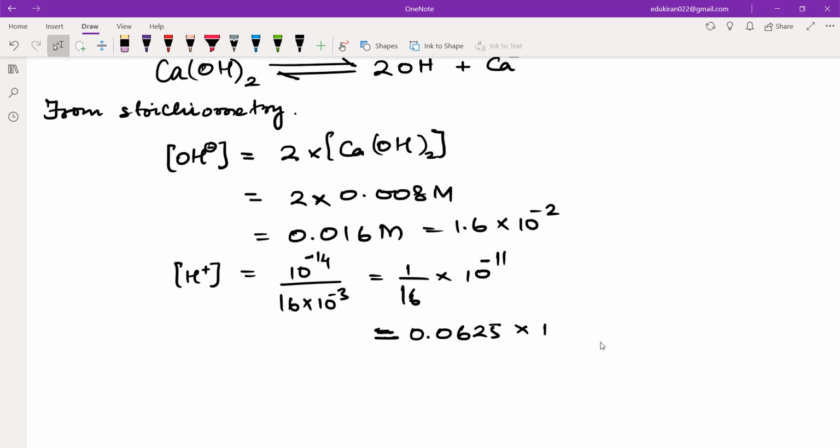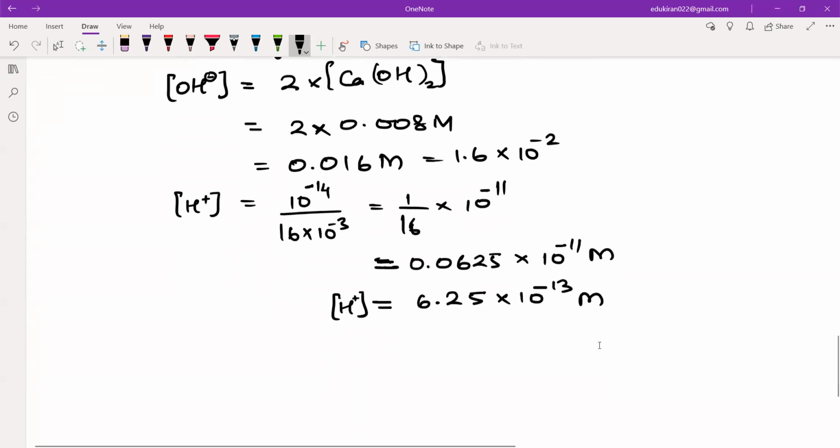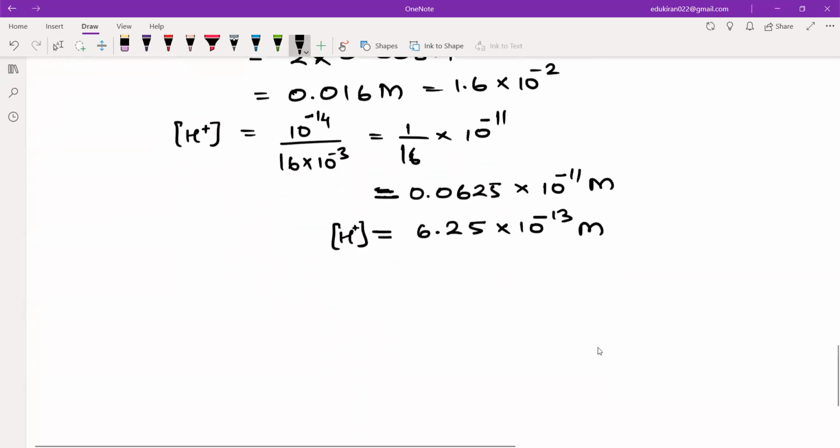625 into 10 to the power minus 11 molar. And then you can write this as 6.25 into 10 to the power of minus 13 molar. This is the concentration of H plus ion. Then again, you have to not stop here. You have to calculate the pH.